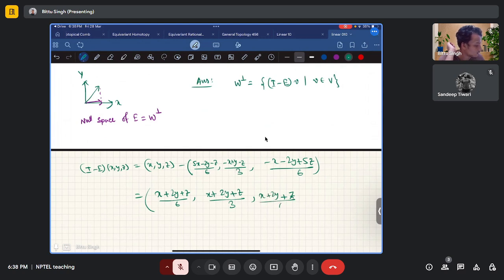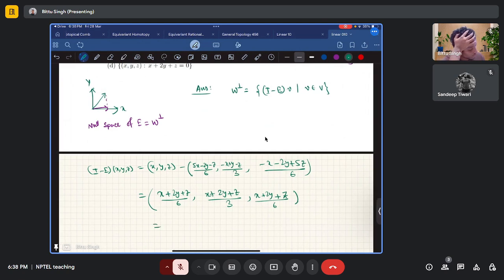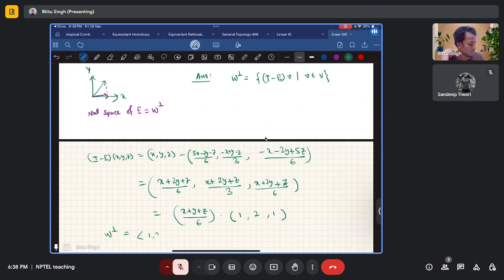So now you can see that any element of W perp will look like x plus 2y plus z by 6 times this element, 1, 2, 1. So W perp is actually generated by this single element, 1, 2, 1.